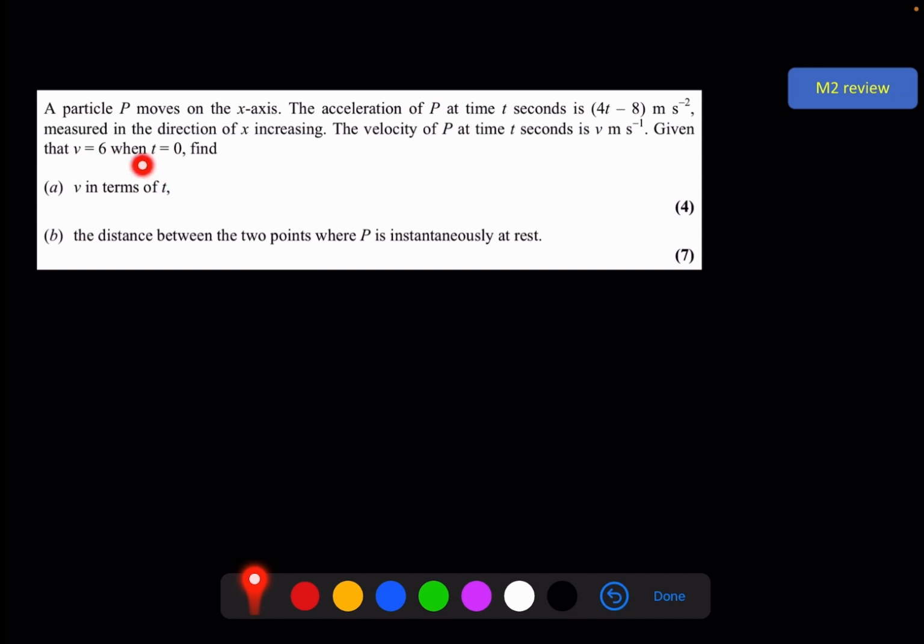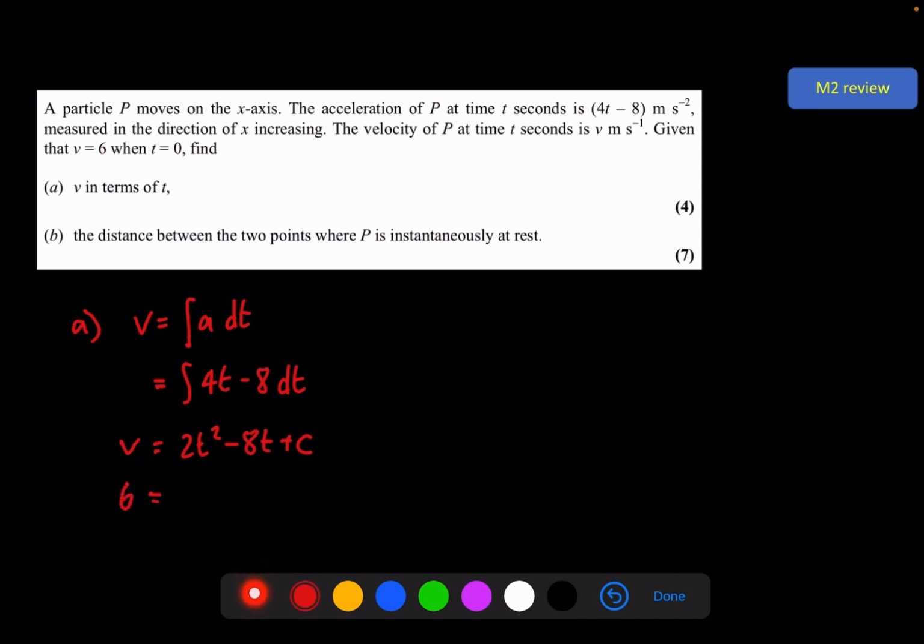Very quickly here we've got a boundary condition, and here is the acceleration formula. So to find v in terms of t for part A, we need to integrate the acceleration, which gives us the integral of 4t minus 8 with respect to t, which is 2t squared minus 8t plus c. Now we can use our boundary condition that when v is 6, t is 0. Put that in. V is 6 when t is 0. And we find that the constant is 6. So our final function for v in terms of t is 2t squared minus 8t plus 6.